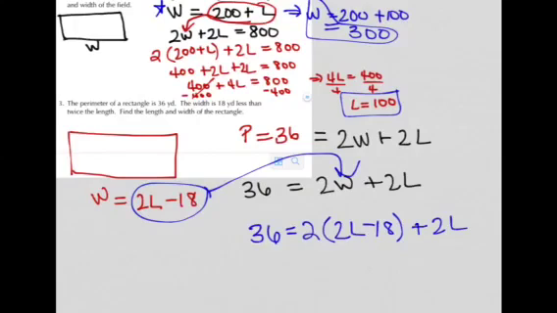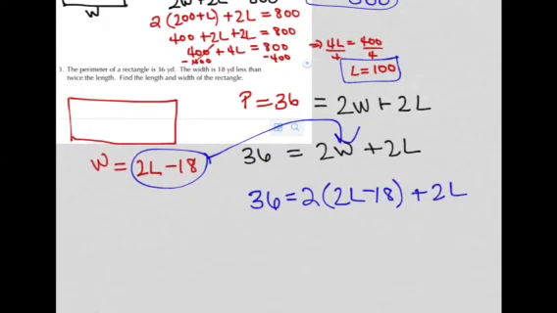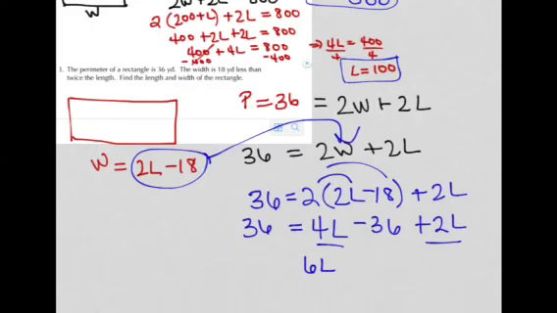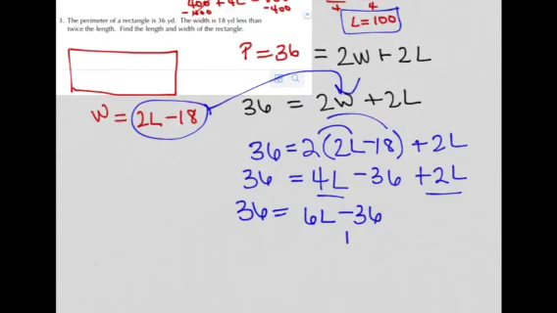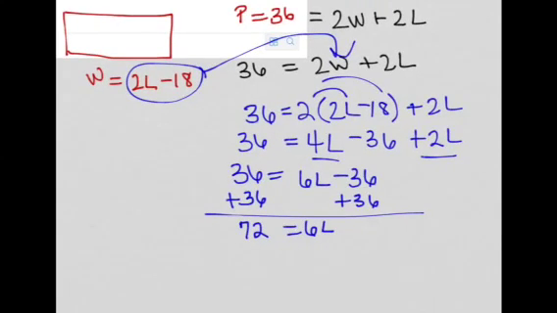plus 2L. And it doesn't matter if the picture is drawn to scale or not. It's just helping you figure out what goes where. Distributing the 2 gives you 4L minus 36 plus 2L. Combining like terms on the right, 4L plus 2L is 6L. Adding 36 on both sides, you get that 72 is 6L. Getting L alone, you get that L is 12.